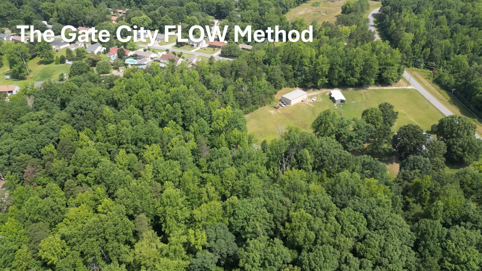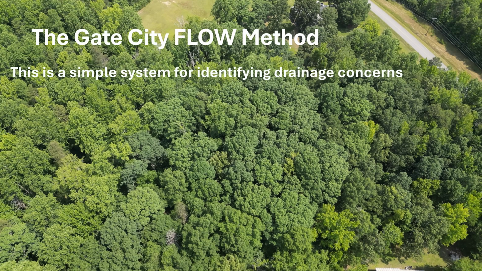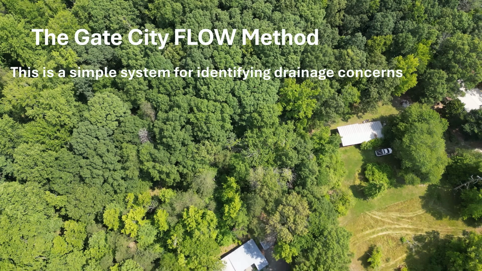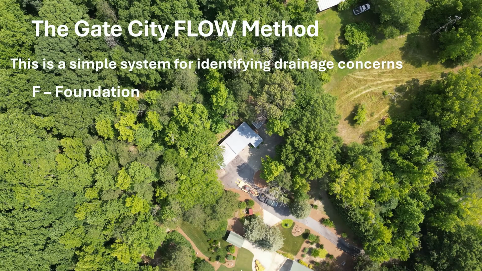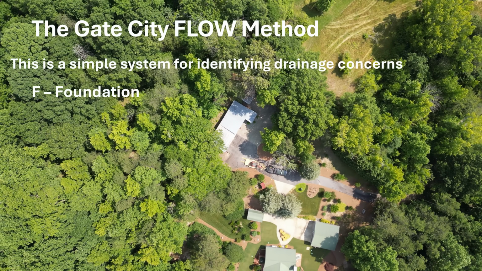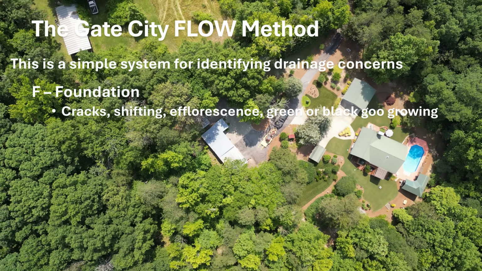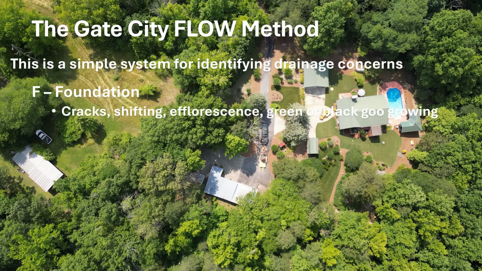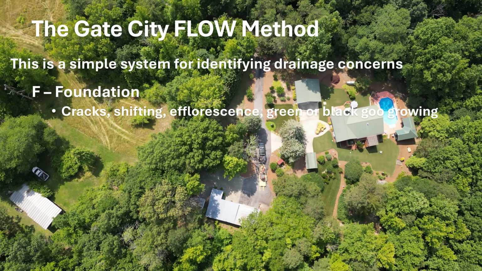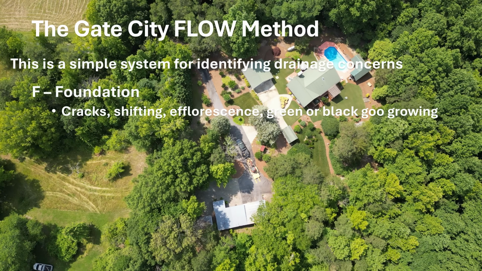So I want to introduce you to a method of identifying drainage problems if you're looking at a house or trying to figure out what's going on. This is the Gate City flow method, and this is a simple system for identifying drainage concerns. The F in flow stands for foundation. So we want to be looking at things like cracks, shifting foundation. You can see efflorescence, and oftentimes you can see black or green goo growing on the foundation where you have lots of moisture or water sitting up against the foundation.